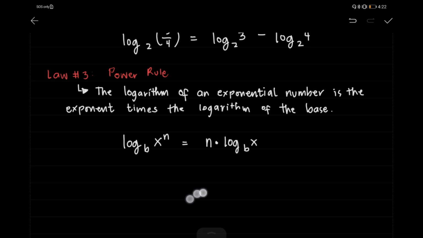So if we have an example here, just like for example, we have the logarithm of 8 raised to 4 to the base 2. So this is just equal to 4 times the logarithm of 8 to the base 2.